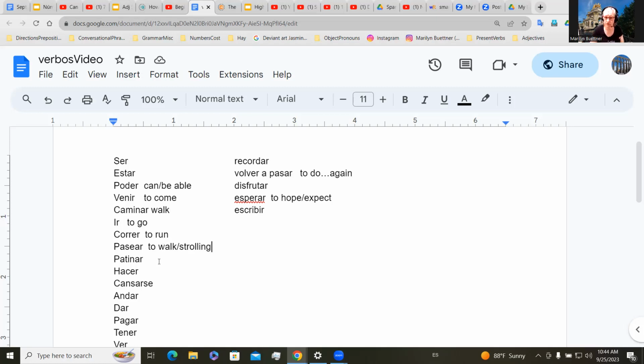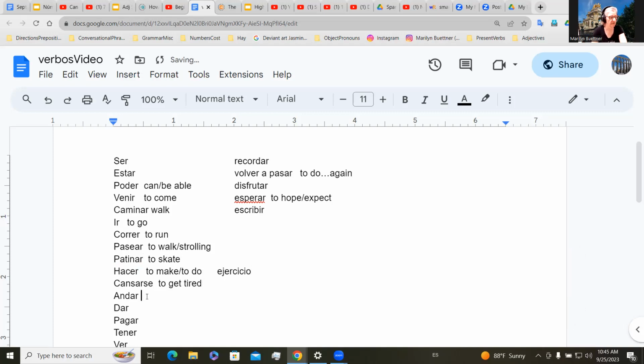And they use that with walking your dog. Pasear al perro. Patinar, to skate. Whether it's ice skating or skating, like rollerblading kind of things. Hacer, to make, to do. And we use that with a lot of things. We might use it with ejercicio. The example she had here was ejercicio. Hacer ejercicio, to exercise. Cansarse is to get tired.